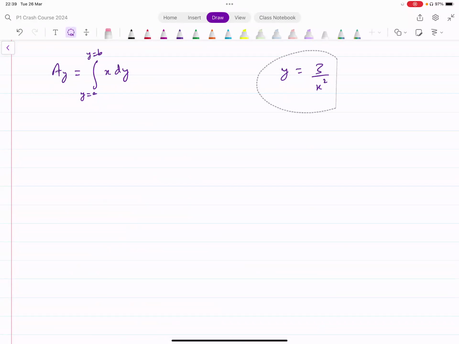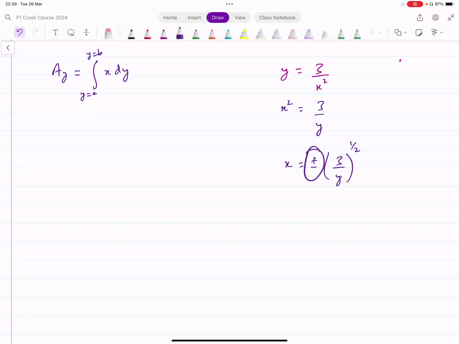Now, how do you find this area? You first need to make x the subject, right? In order to input values in this formula, you need to make x the subject. Let's make x the subject and see what that gives you. x squared equals 3 over y. Okay, now you take square root on both sides. When you take square root on both sides, that's going to give you x equals plus minus (3 over y) whole raised to the power 1 over 2. Right? That's what you get when you make x the subject.